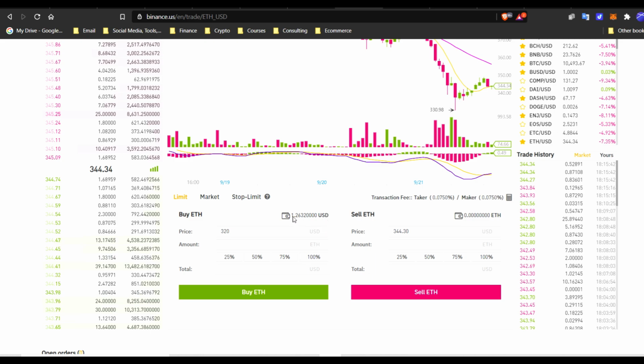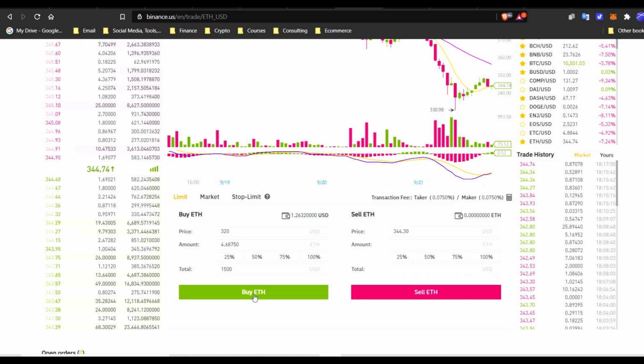And notice I only have $1.26 in my trading account. So I'm just going to say 100% of my amount. If I had $50, I would type 50 in, and you would see what kind of rate you would get. So let's pretend I had $1,500 right here. And notice this would get me, at $320 per Ethereum, roughly 4.6 Ethereum if this price came down.